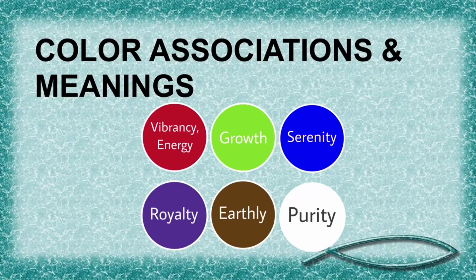So for the color associations and meanings. Red means vibrancy and energy. Green means growth. Blue means serenity. Purple means royalty. Brown means earthly. White means purity. So these color associations can also be connected to national, cultural, religious, and holidays implications.